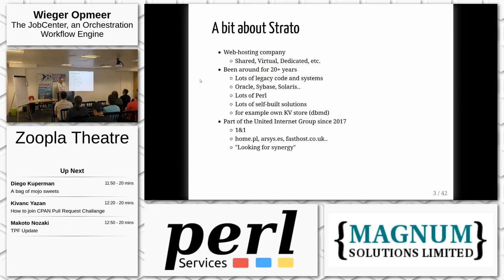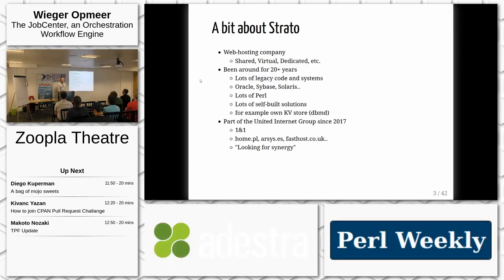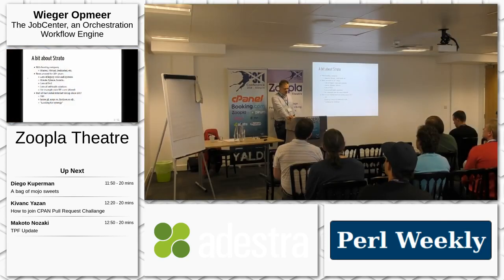Strato has been part of the United Internet Group since last year, which is actually the group that our biggest competitor, 1&1 Internet, also belongs to. So this is interesting. We're now looking at merging activities, at looking for synergy, at converging systems. What platform will be the shared web hosting platform in the long run, things like that. Lots of things going on.